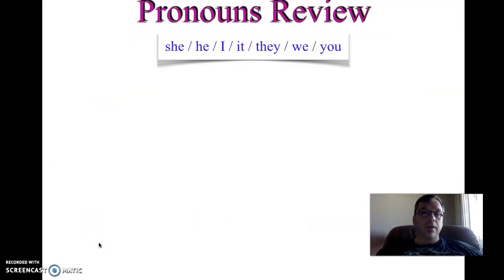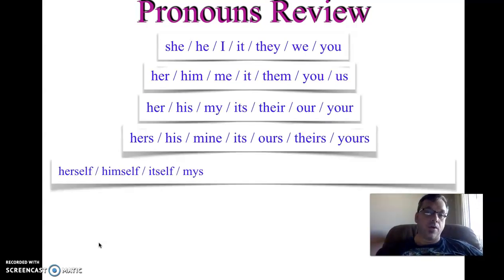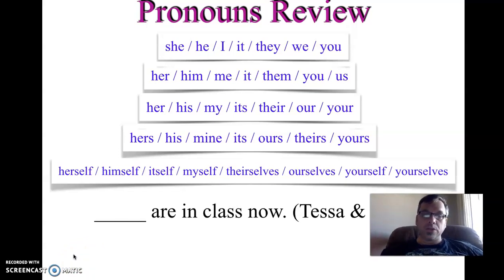Let's review. Here are our subject and object pronouns, possessive adjectives, possessive pronouns, and our reflexive pronouns. So you think about what word goes in the blank. We're talking about two people. Tessa and Deb are in class now. What could we say? Two people, the subject. Very good. They are in class now.